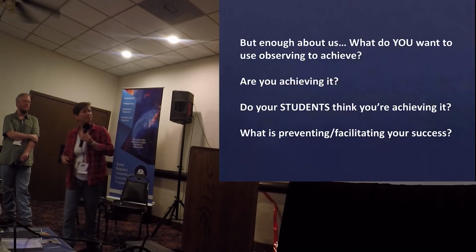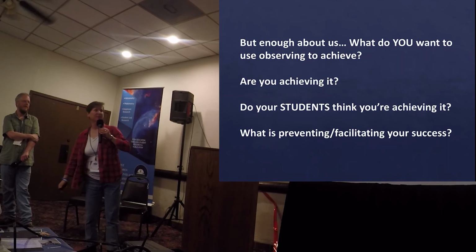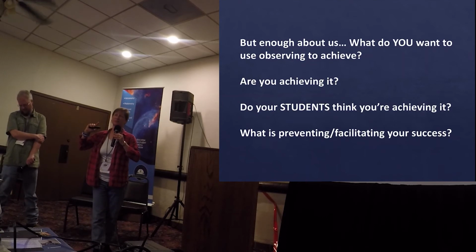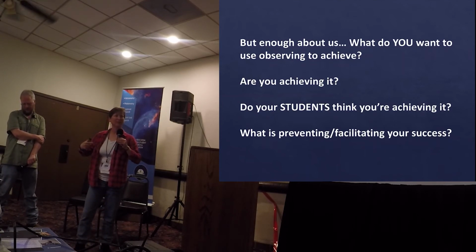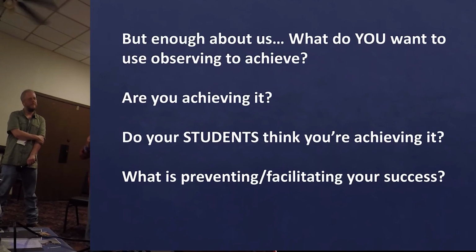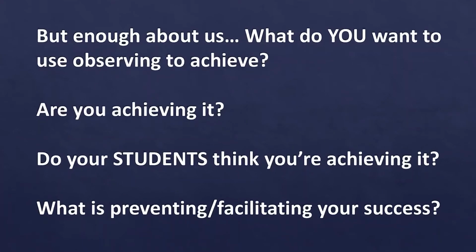So that's us, okay? And that's enough about us, because actually, let's face it, we're way over time. But one of the things that we're hoping that you'll start thinking about is, what is it that you're hoping to achieve using some kind of observation? Okay, and are you achieving it? And moreover, do your students think you're achieving it? I mean, we find we thought they were here, but no, they thought they were here. Your students agree with you, and if they don't, why not? You know, where can we start bridging that disconnect? And then what are the sorts of things that are preventing or facilitating your success?